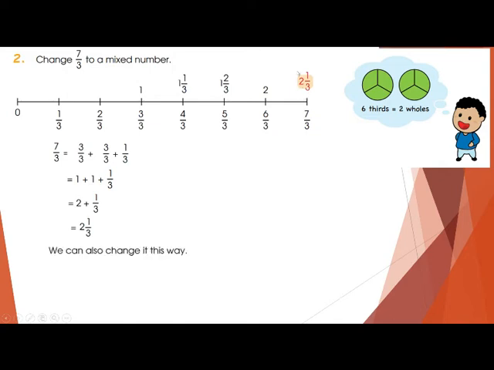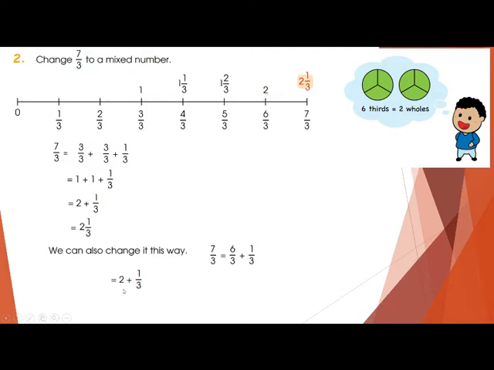We can also change it in this way. It means we have two ways to solve this question. The second way is 7 thirds as 6 thirds plus 1 third, because 2 wholes is equal to 6 thirds. So we can write 6 thirds and this is the 1 third. And you already know 6 thirds will be equal to 2. So we are writing the 2.